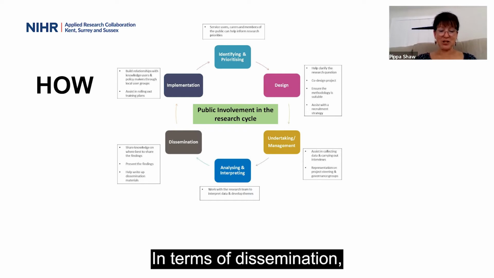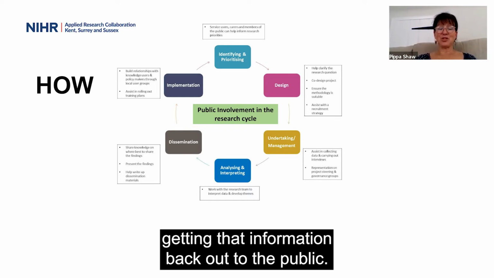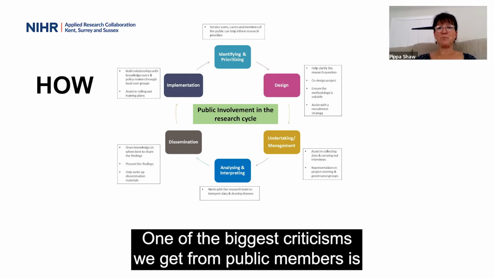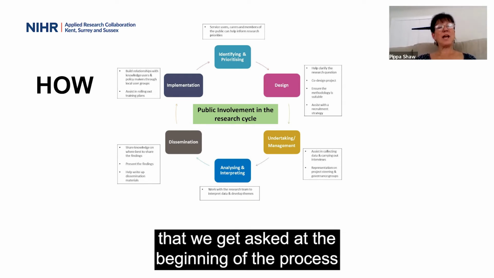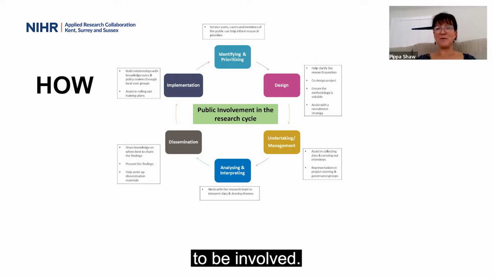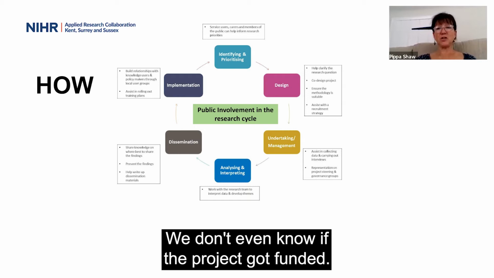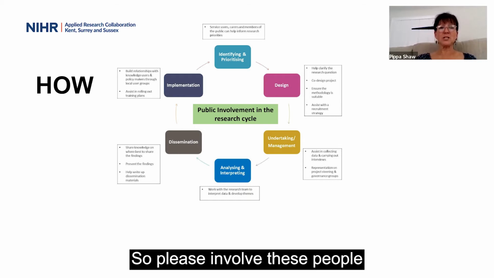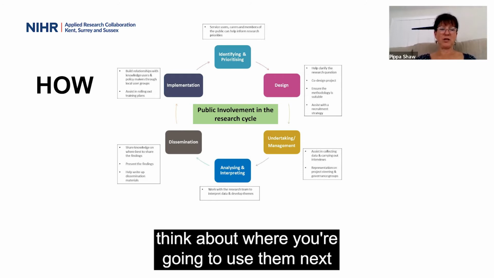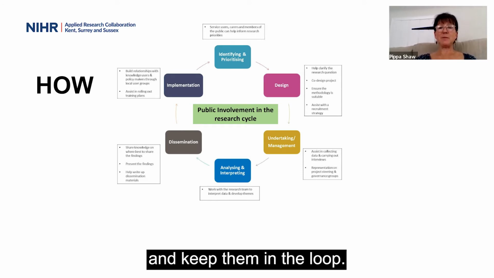In terms of dissemination, getting that information back out to the public, really important. One of the biggest criticisms we get from public members is that we get asked at the beginning of the process to be involved. We never hear from people again. We don't even know if the project got funded. So please involve these people all the way through your project. Think about where you're going to use them next and keep them in the loop.